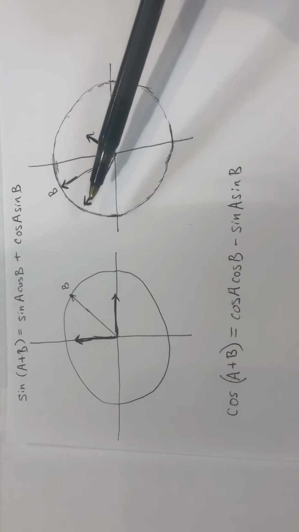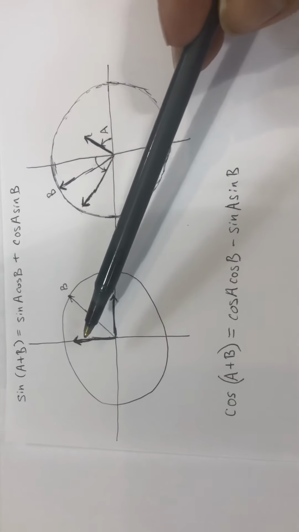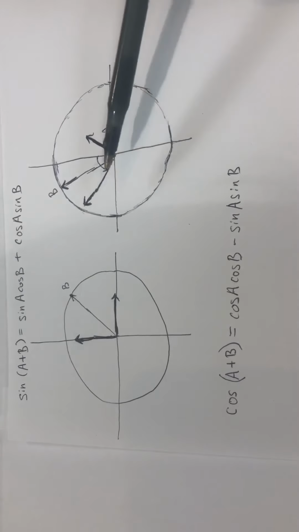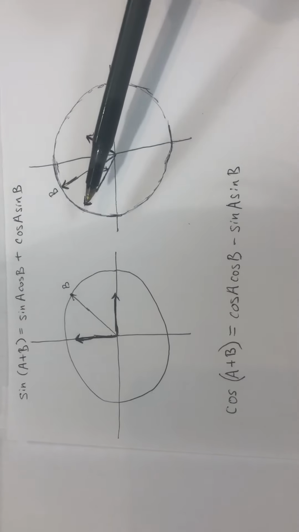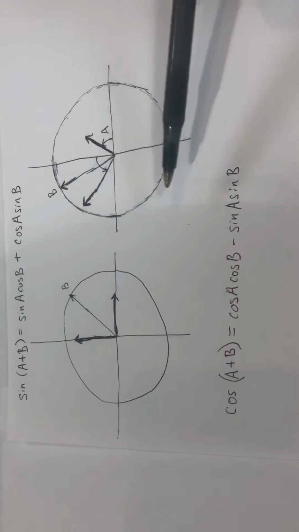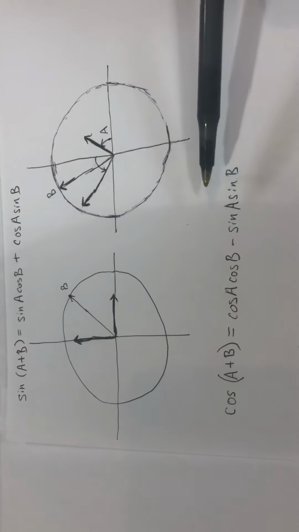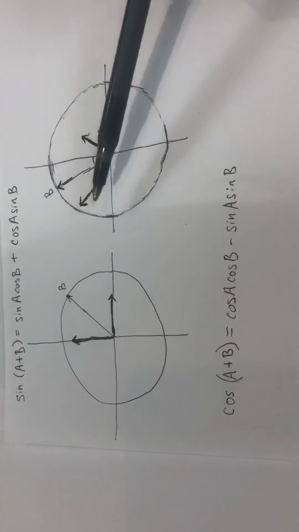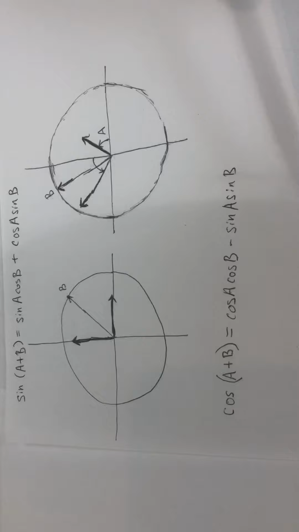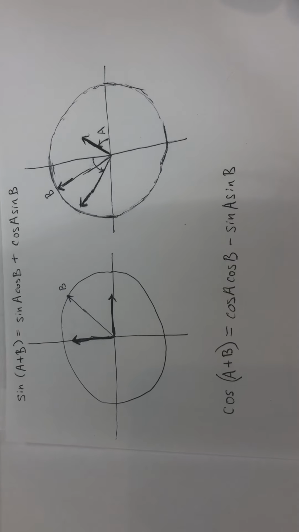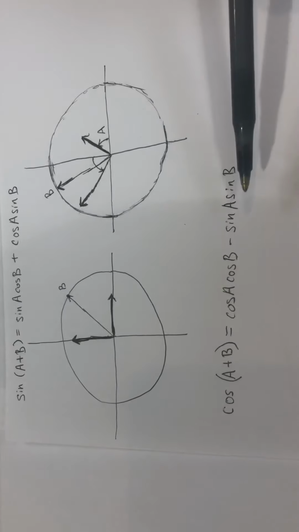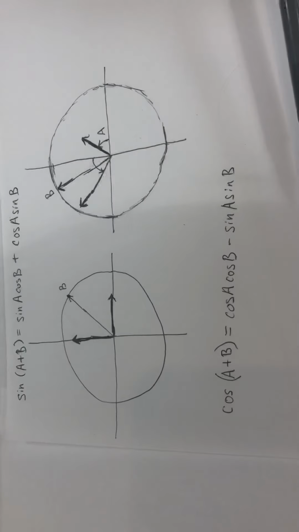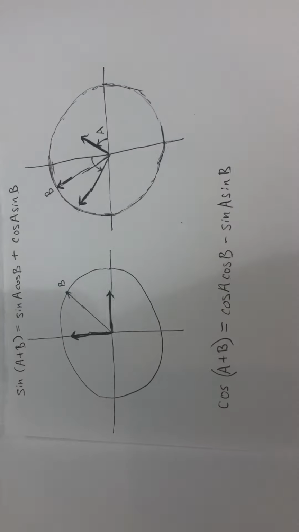So this vector here is sine B. Now when we rotate it through A and fish out its x-coordinate, that's what we get here. It's going to be sine B times negative sine A. All right, so the proof is done.